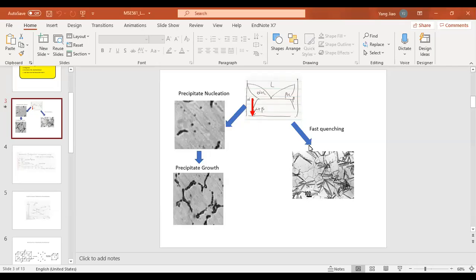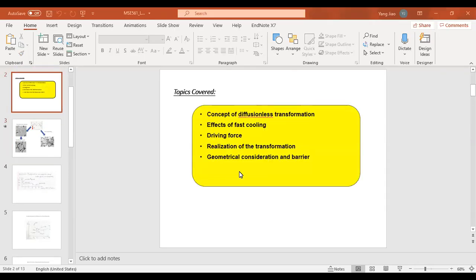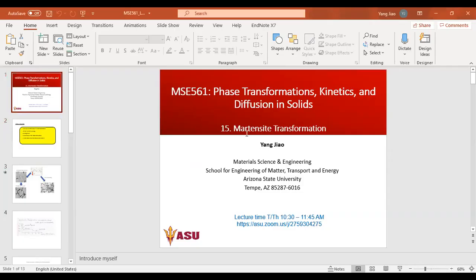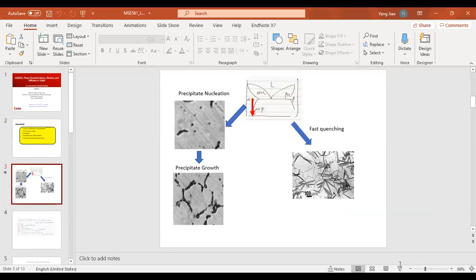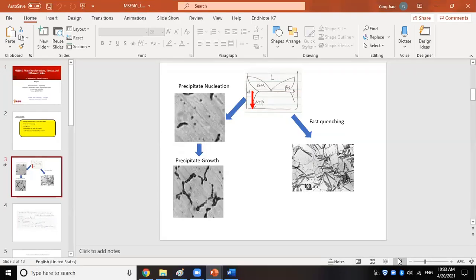Okay. I think in the last lecture, we started our discussion on the last transformation that I want to tell you about, which we call diffusionless transformation. In particular, we're focusing on the so-called Martensite transformation. I think we already talked about this, but I still want to point out the differences. So, what is diffusionless transformation? Just to recap what we discussed very quickly at the end of the last lecture.